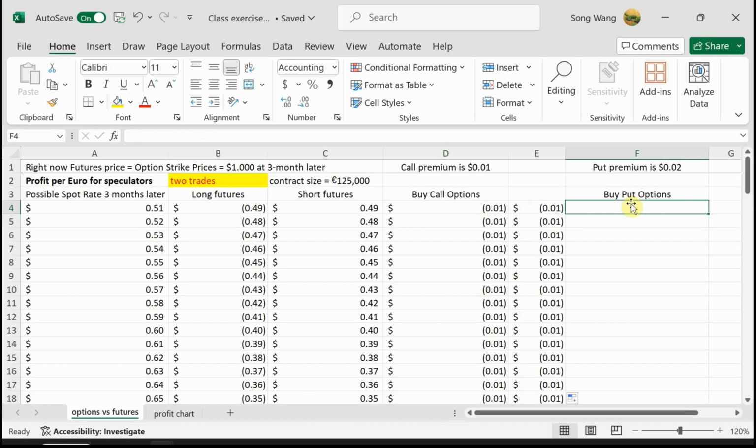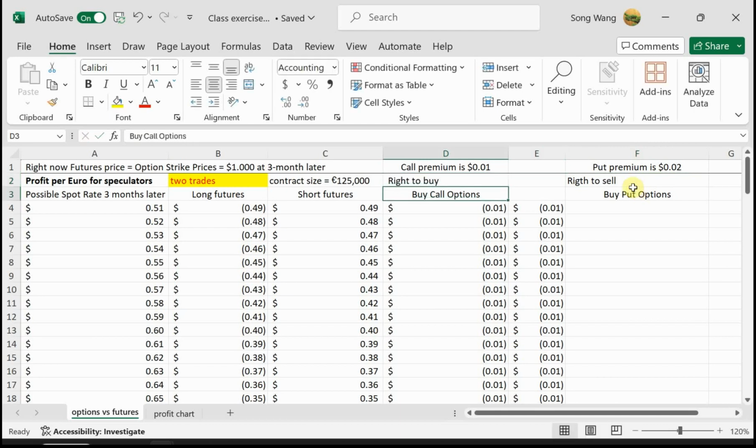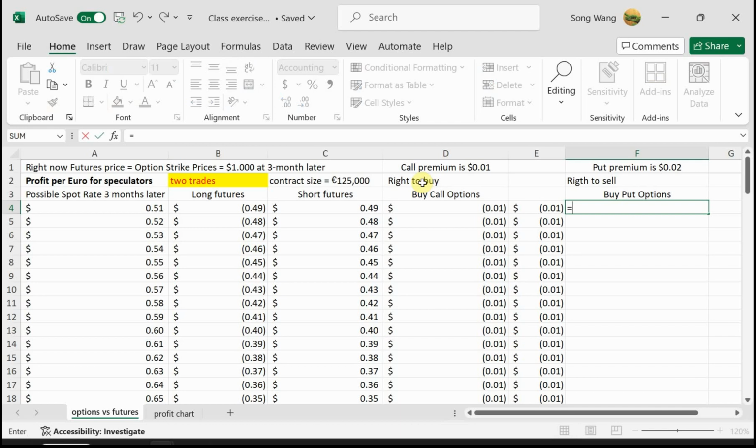Alright, to buy the put option. So the put option gives the right to sell, and the call option gives the right to buy at the strike price. If you buy the put option, that means you have the right to sell at $1. So in this case, you can sell at $1, and you will need to buy at 0.51. So that's the case, and you will use the if statement.